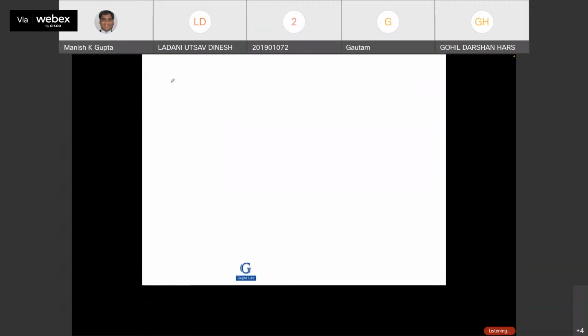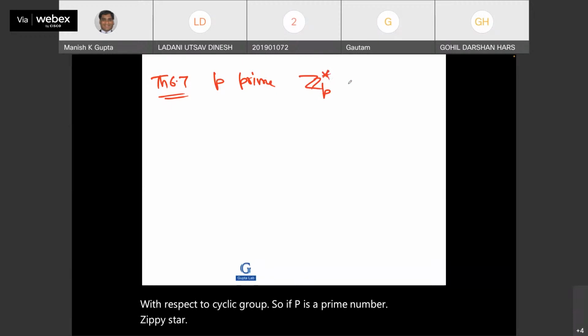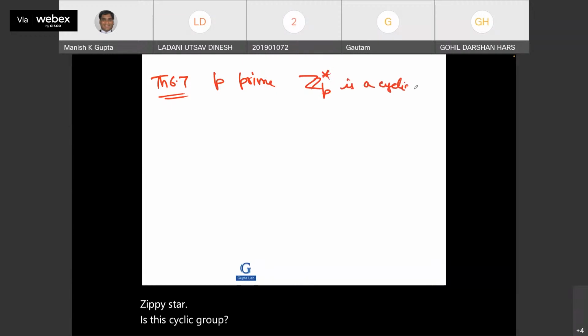Okay. One more result is with respect to cyclic groups. If p is a prime number, Zp star is a cyclic group. You know what a cyclic group is? A cyclic group means there exists one generator for it, which will generate the whole group.